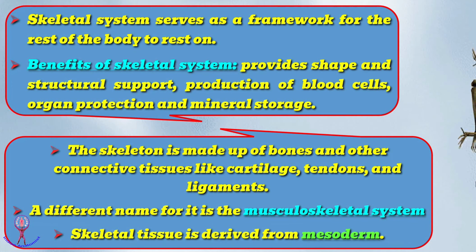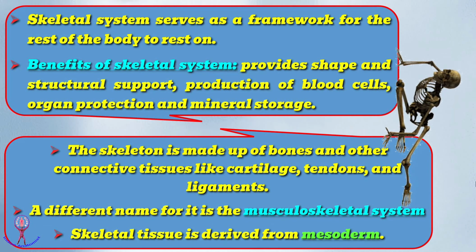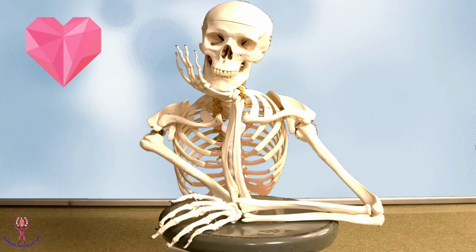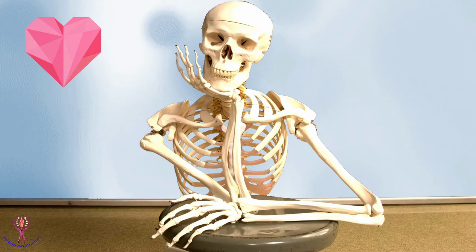The skeleton is made up of bones and other connective tissues like cartilage, tendons, and ligaments. A different name for it is the musculoskeletal system. Skeletal tissue is derived from mesoderm. This is a part of the current lecture series on general anatomy.